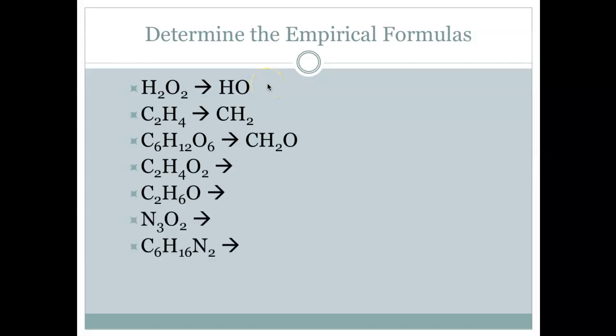Here's a few more. Pause the video here and see if you can predict the empirical formula given these molecular formulas. Welcome back. Here's what you should have gotten. Notice that both C2H6O and N3O2 are cases where the empirical and the molecular formula are the same.